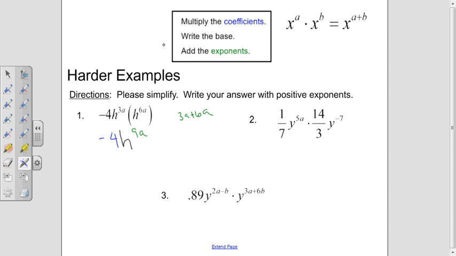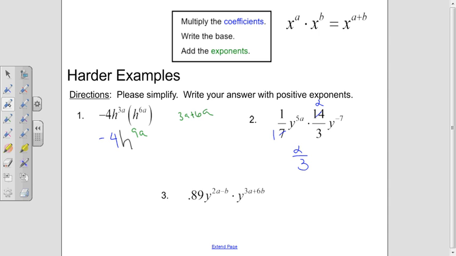So in example 2, where it says 1/7 y to the 5a times 14/3 y to the negative 7, we will, again, multiply the coefficients, which in this case are 1/7 and 14/3. I'll simplify using greatest common factors of 7 and 14, which is 7. Okay? Then multiplying across for my fraction, I'll get 2/3.